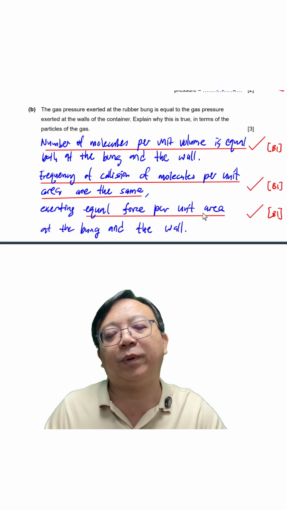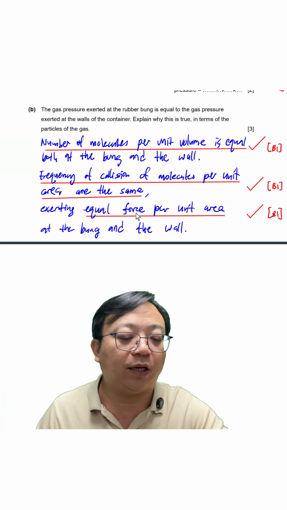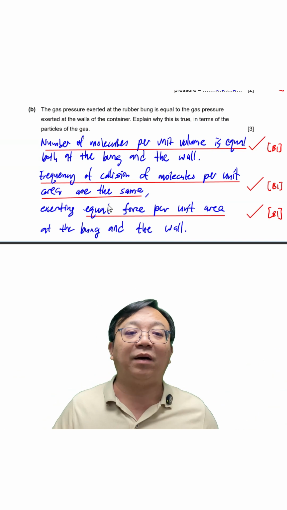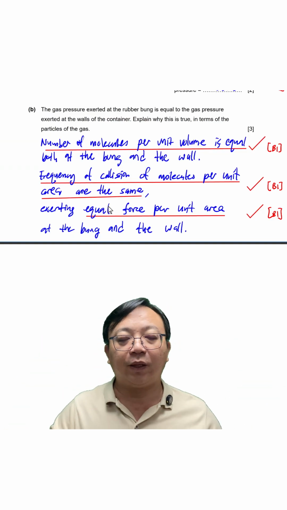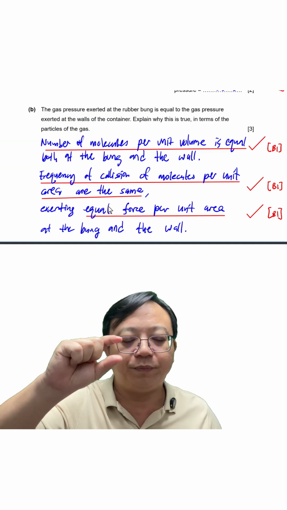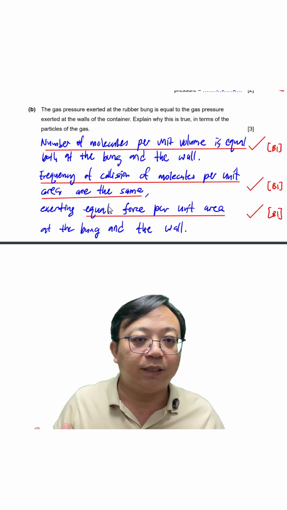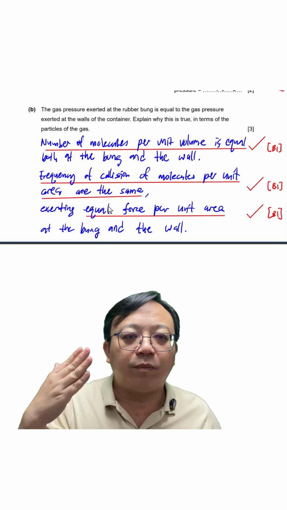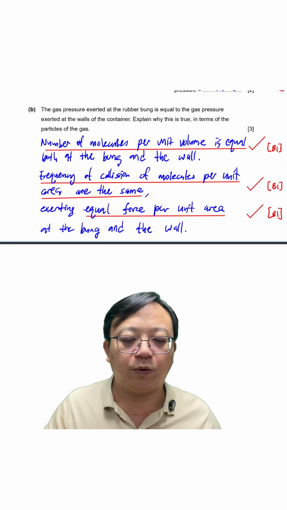Exerting equal force per unit area, because I said already, pressure is force per unit area, right? They ask you why they're equal. You must mention because they both have equal force per unit area. Then you will get the third mark. See, first you must focus on the molecules per unit volume. Then you need to talk about frequency of collisions. Then you relate to pressure as force per unit area. These 3 points. Okay, I hope you got it.